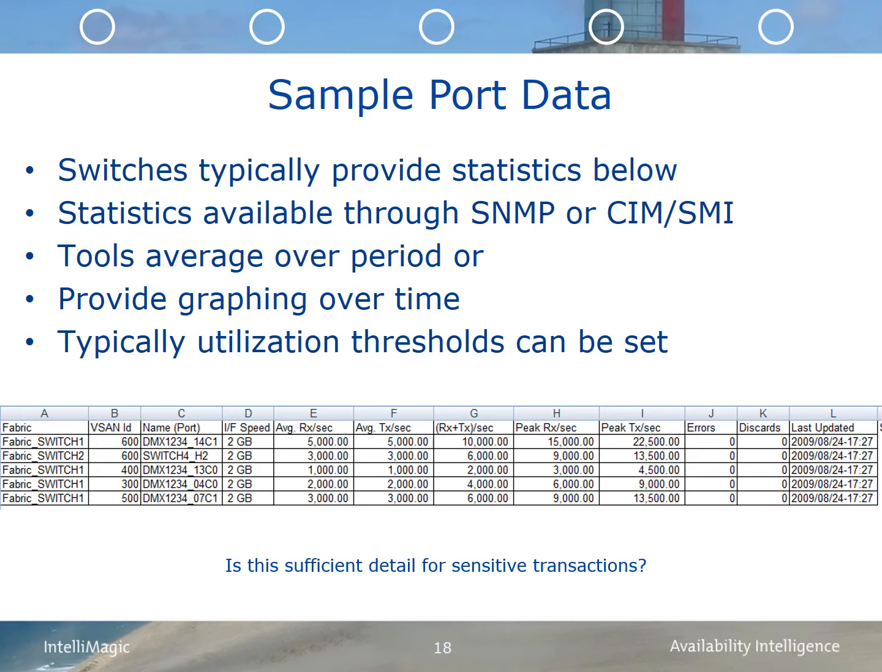We've got a fabric with some switches and some vSAN IDs, some port names, the speed at which the port is set to, and then the average number of packets received per second, the average number of packets transmitted per second, the peaks received, the peak sent, and then errors and discards. So this is a typical type of information that is available through any of the APIs.